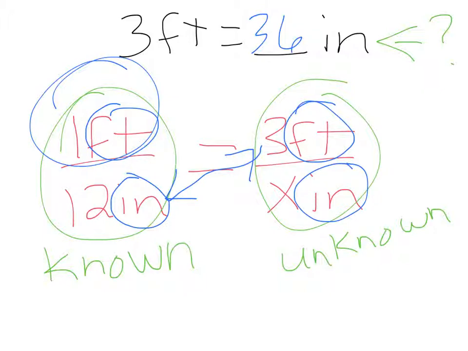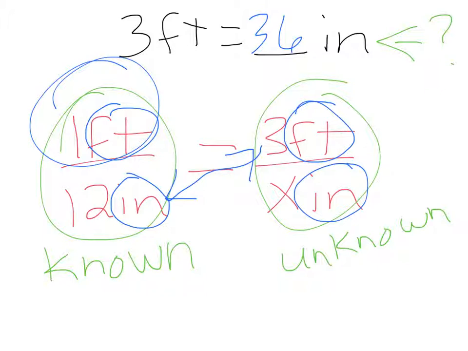Unknown on one side, known on the other. It does not matter which one, because even if I were to put the unknown on the left and the known on the right, meaning if I were to flip those 2, I'd still get the same answer, as long as they're set equal to each other and my units match up.